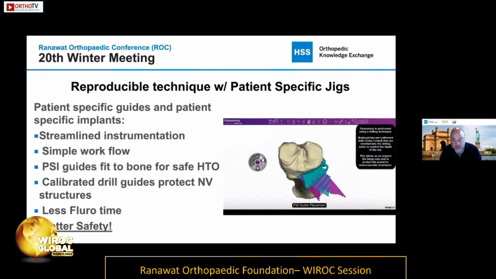This technology uses calibrated drill bits, so it doesn't cook the bone. So you need much less fluoro time. And my healing rates with drill bit technology versus saw technology are significantly improved. So you have more safety in terms of your neurovascular structures, you have less fluoro time, and you have better healing time because it's drill bit technology, not saw technology.